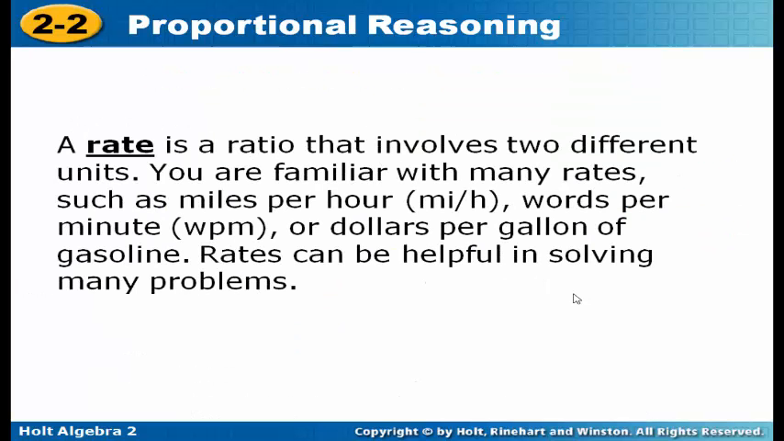A rate is a ratio that involves two different units. You are familiar with many rates, such as miles per hour, words per minute, or dollars per gallon of gasoline. Rates can be helpful in solving many problems.